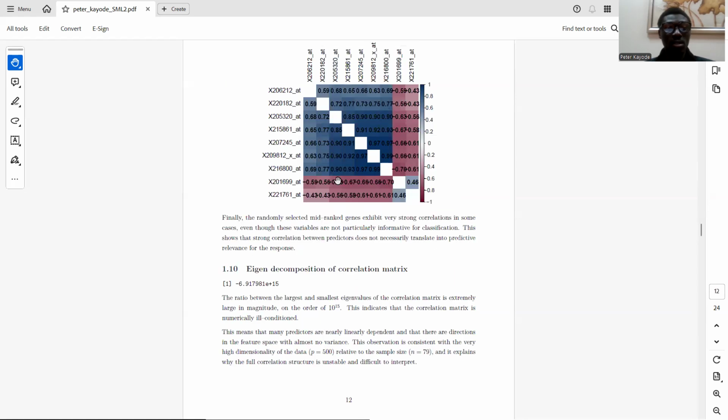Also, now looking at the decomposition of the correlation matrix, we observe that the ratio between the largest and the smallest eigenvalue is very, very large. You can see it is about 10 raised to the power 15, which means severe ill-conditioning. It simply means that there is a lot of redundancy in the data.